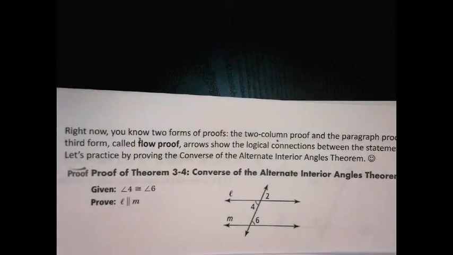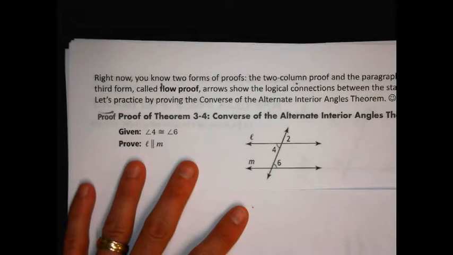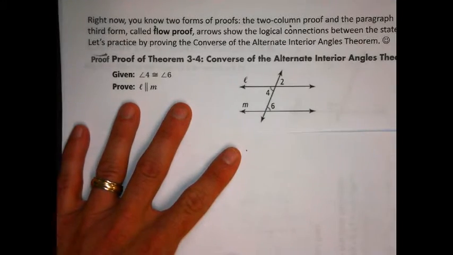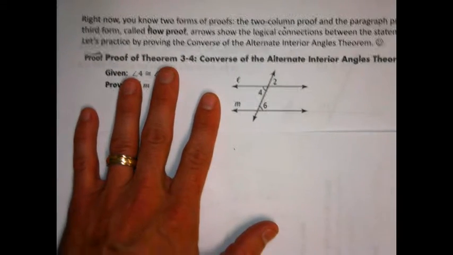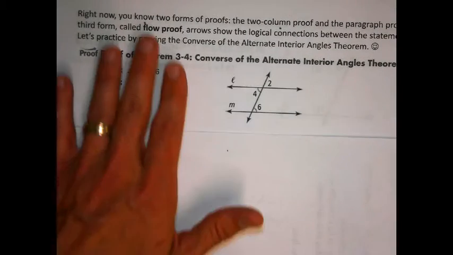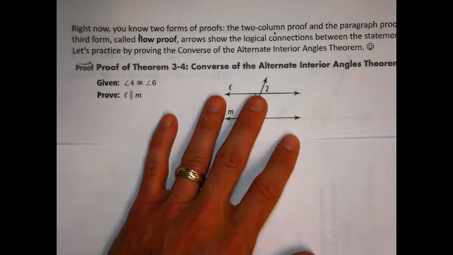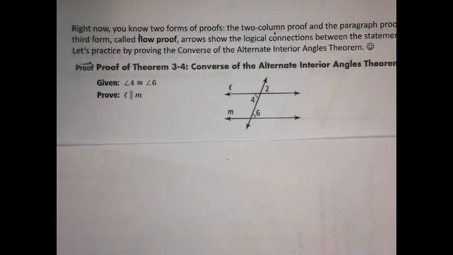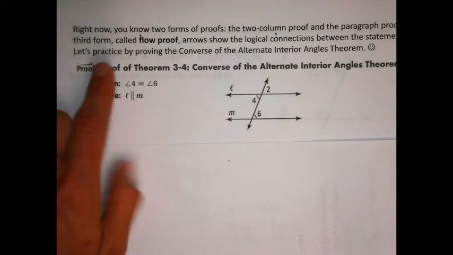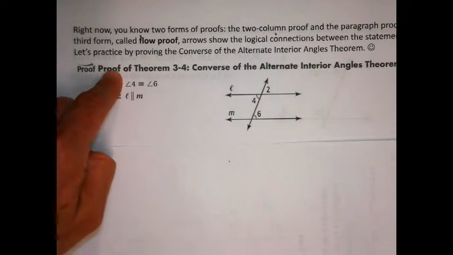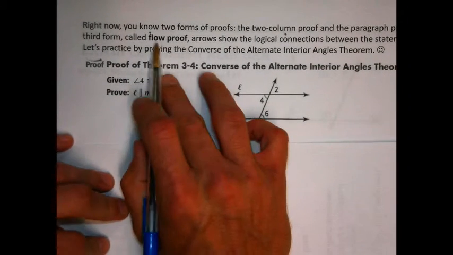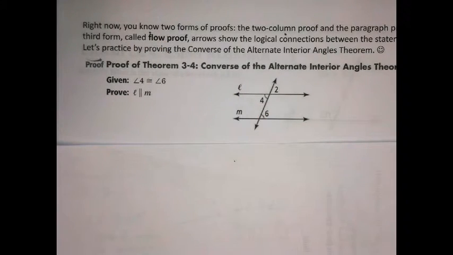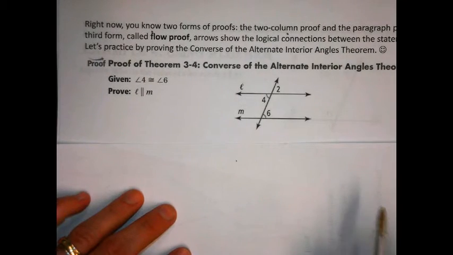Now there's this thing that we have. It's called a flow proof, and we're going to talk about that. We're going to talk about proving the converse of the alternate interior angles theorem, and we're going to do a flow proof, which shows arrows for the logical connections. I just want to present this to you because, again, we are using proofs. First I'll show you the flow proof, and then we'll make the two-column proof because we still need to be good with the two-column proof.